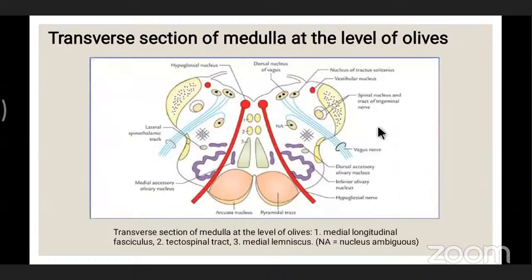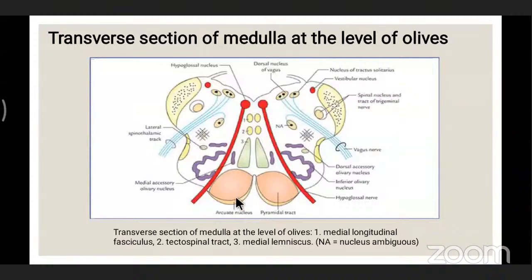Now we'll move to the transverse section of medulla at the level of olives. In the posterior lateral aspect, we have the inferior cerebellar peduncle, while in the central portion, we have the medial longitudinal fasciculus and tectospinal tract. Tectospinal tracts are descending tracts responsible for head and neck movement in response to auditory and visual reflexes. Now we have the medial lemniscus, and here we have the pyramids.